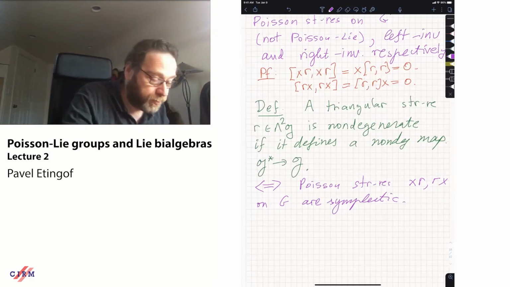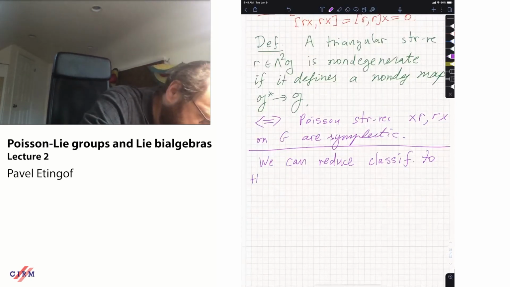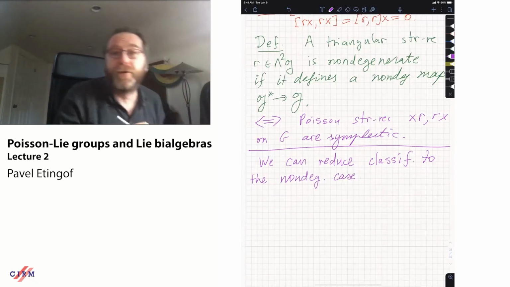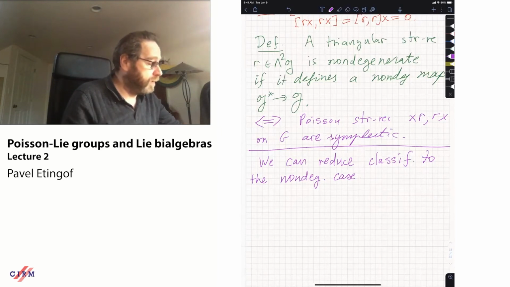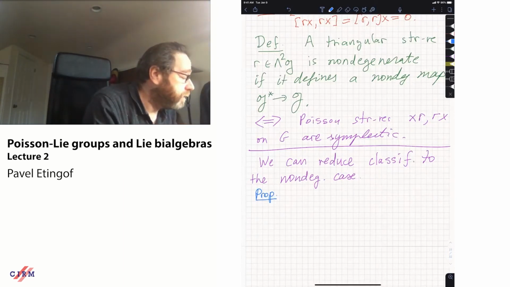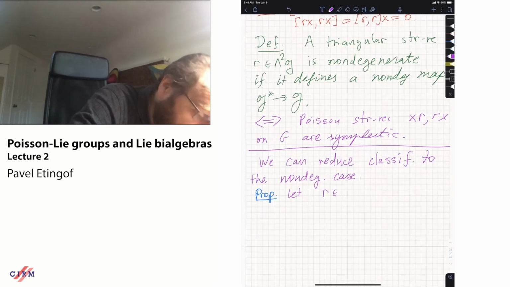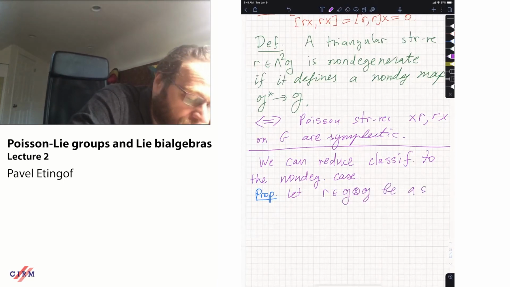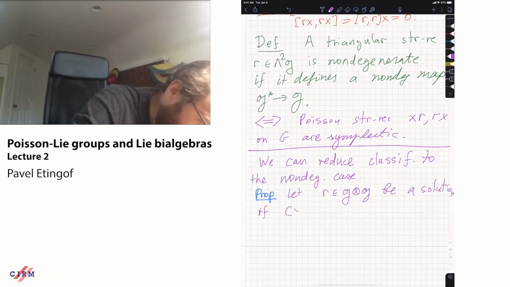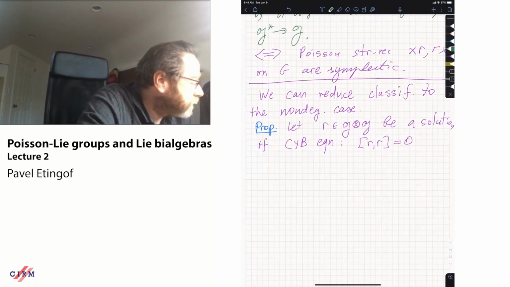So we can reduce classification to the non-degenerate case in the following way. So here is a proposition. And this proposition actually applies more generally, and we will need it more generally. So let R in G tensor G be a solution of the classical Yang-Baxter equation, which is R bracket R is 0. But we do not require that R is skew-symmetric. So it's more general than what we are doing, and we will need it in that more general setting.